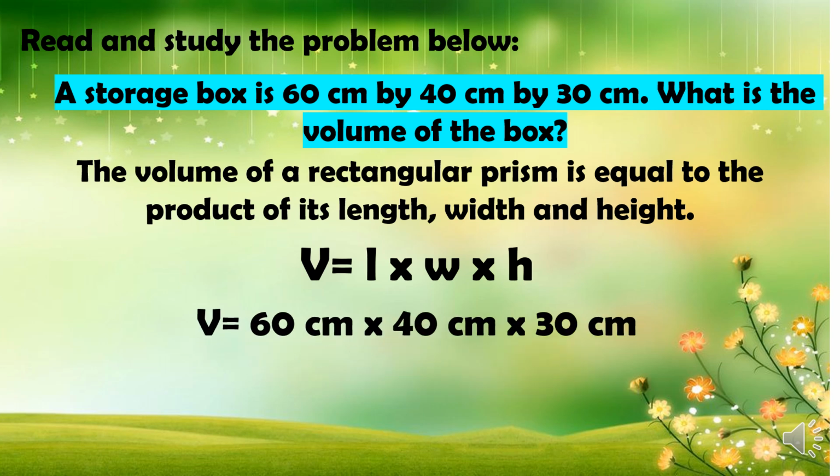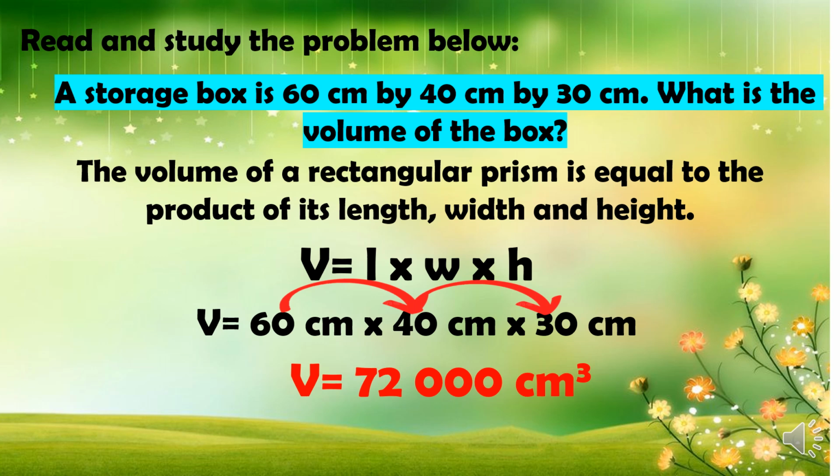So let us now substitute. So V equals 60 centimeters, which is the length, 40 centimeters, which is the width, 30 centimeters, which is the height. So when we multiply 60 times 40 times 30, you will have volume equals 72,000 cubic centimeters.